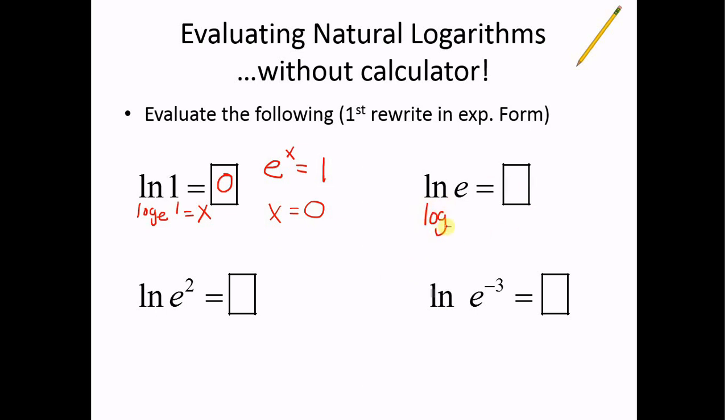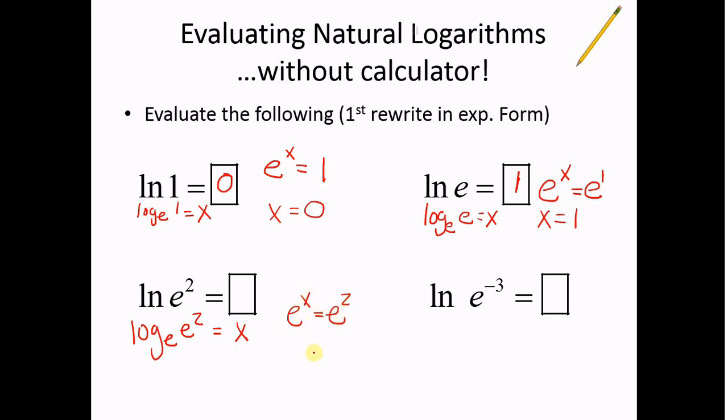What about this one? So log base e of e equals x. So we got e to the x equals e to the first, right? There's technically a 1 there. Don't think too hard. What do you think x has to be? It has to be 1, right? So x has to be equal to 1. That one's not too bad. Don't think too hard on these problems. Trust me. Log base e of e to the second equals x. So we have e to the x equals e to the second. x has to be 2. x has to be equal to 2, right? Makes sense?